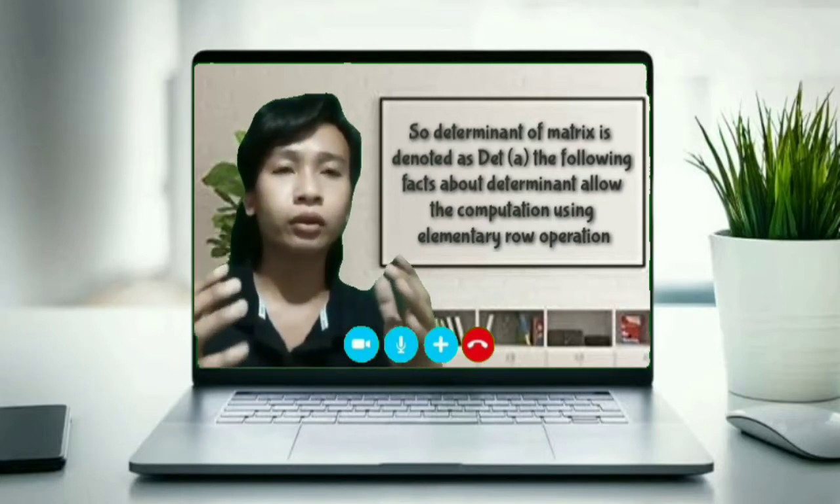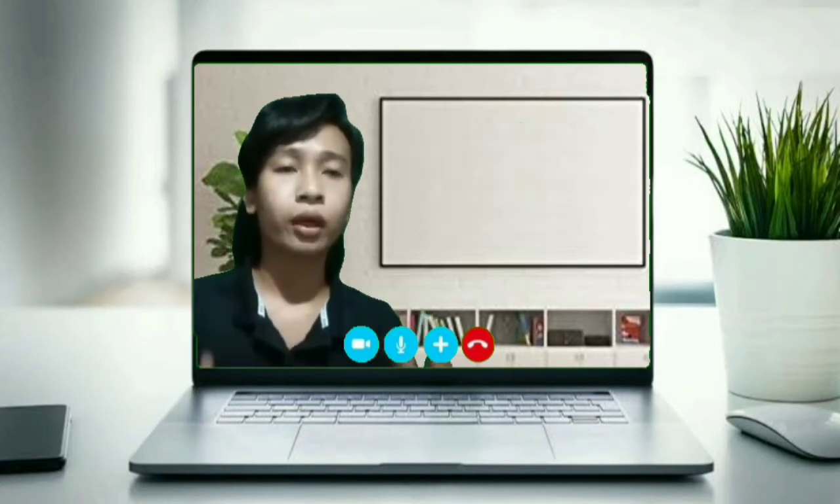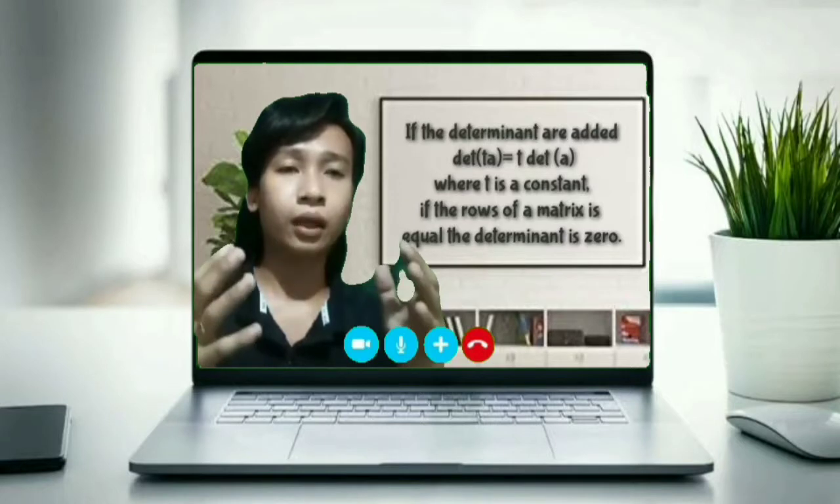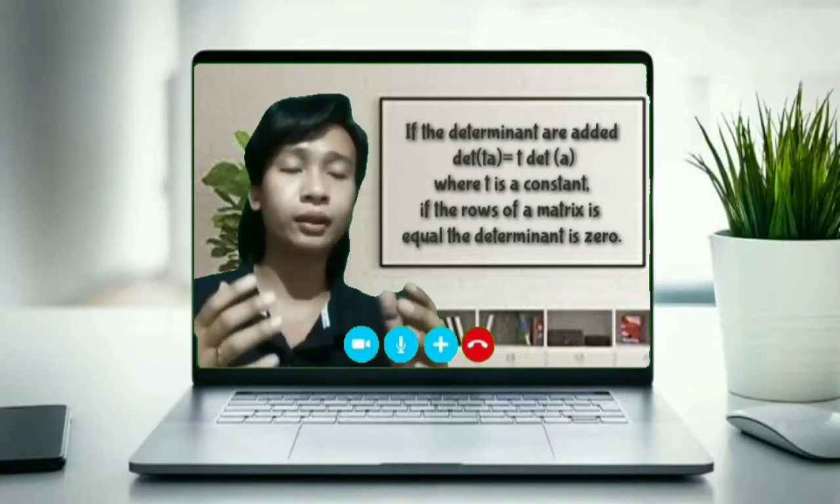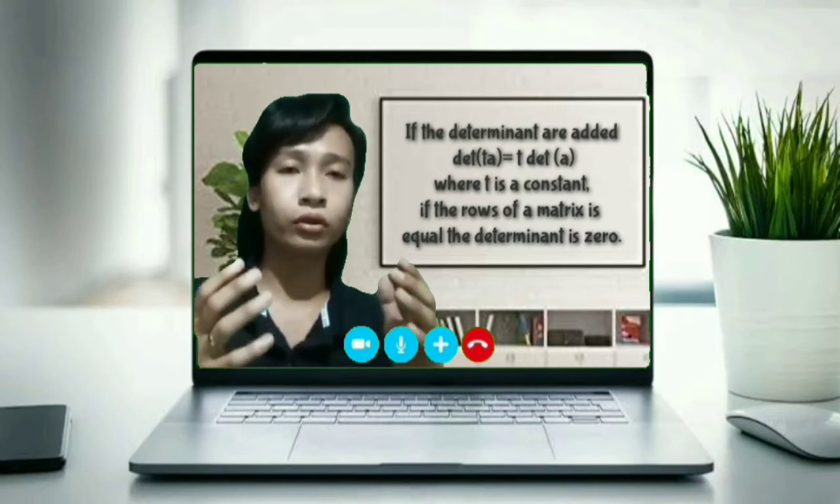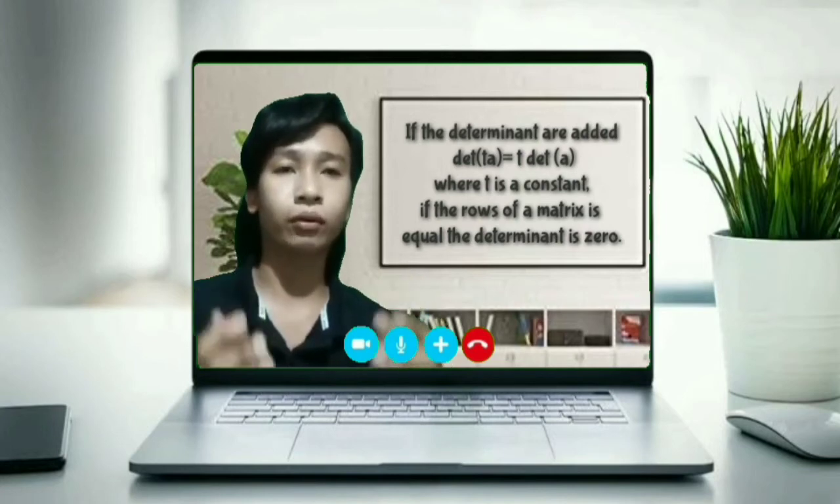The following facts about determinants allow the computation using elementary row operations. If one row is multiplied by a constant T with all other rows remaining the same, the determinant is multiplied by T: det(TA) = T det(A), where T is a constant. If two rows of a matrix are equal, the determinant is 0.